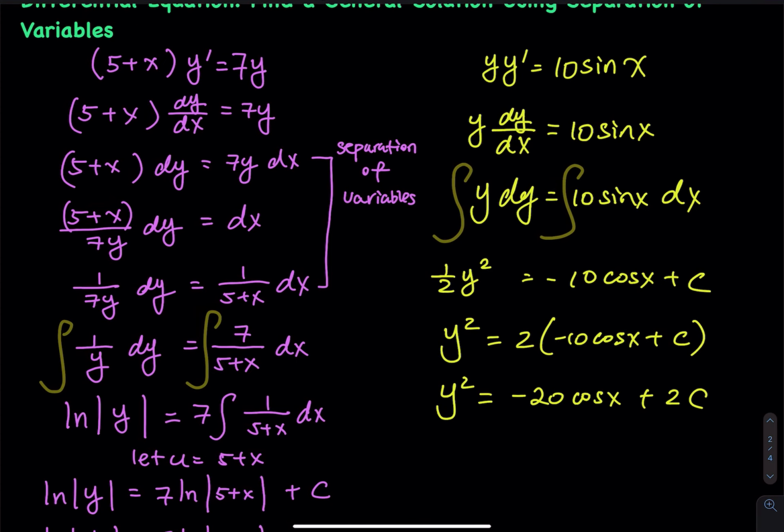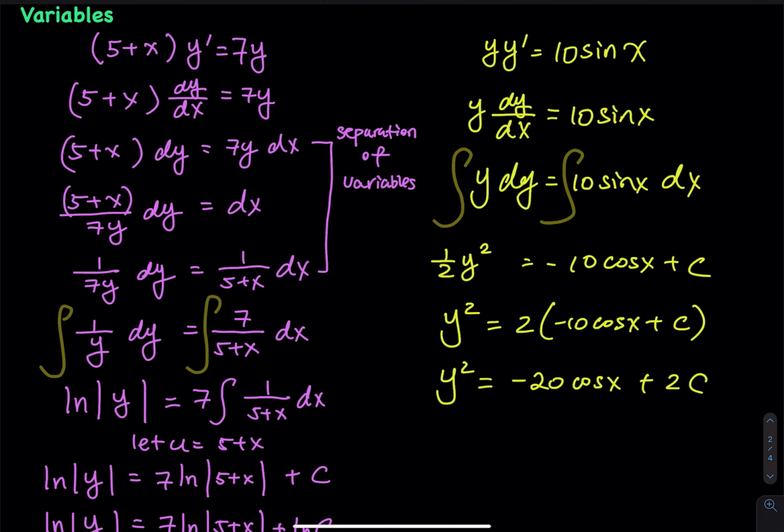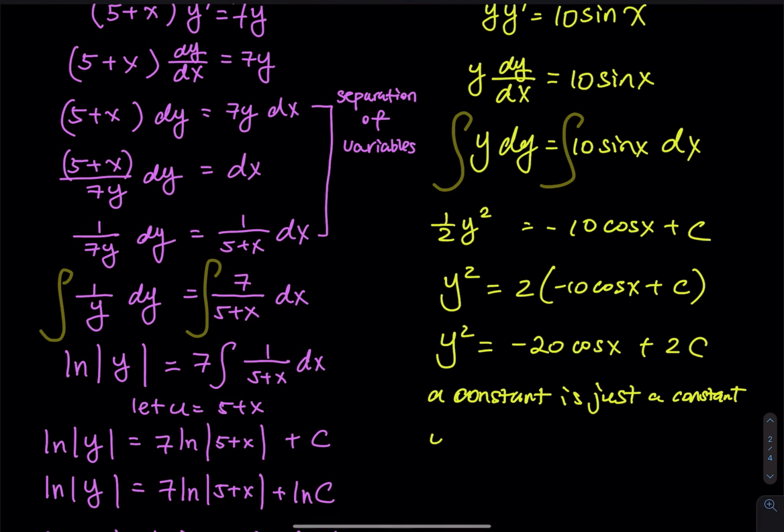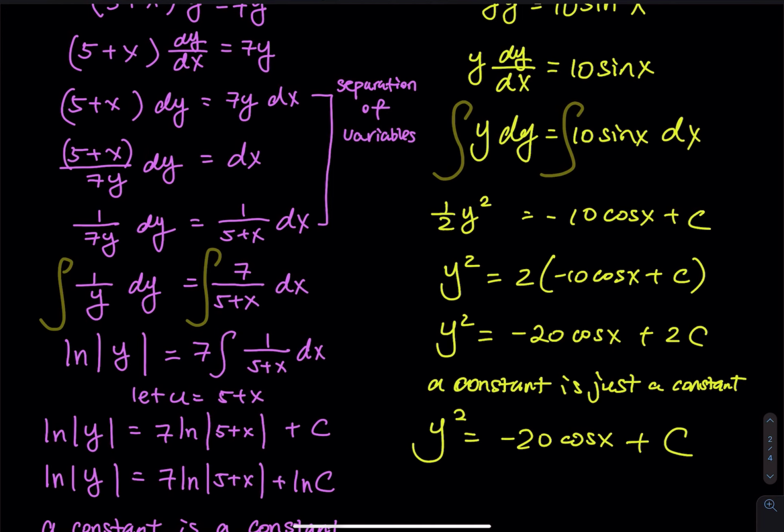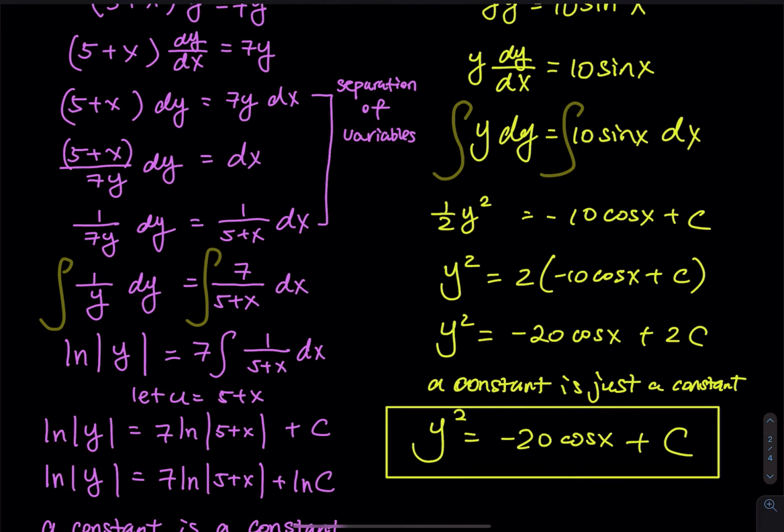And then once again, in differential equations, a constant is just a constant. So we can do y squared equals negative 20 cosine x plus a constant, since 2c is just one big constant. That's it. So this is the final answer of the second differential equation.